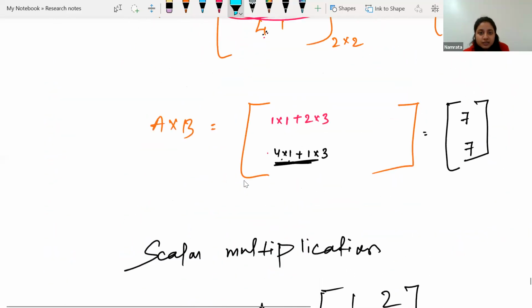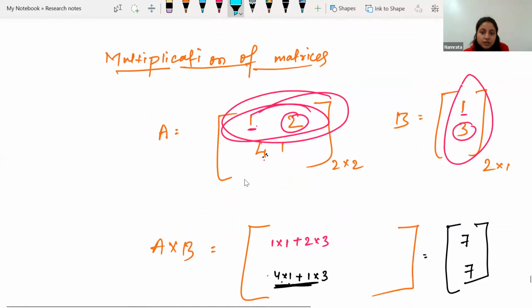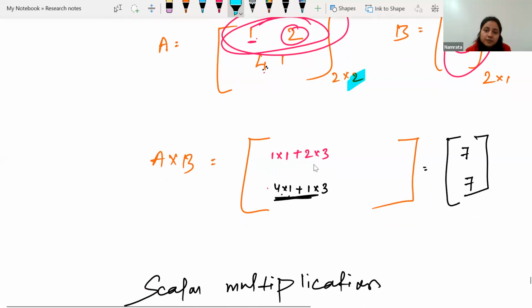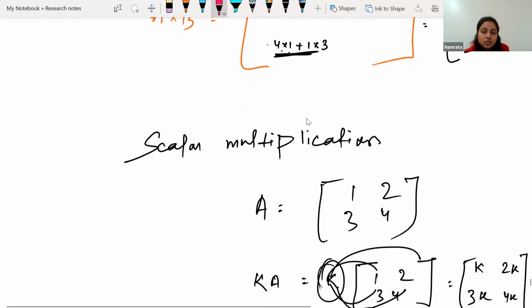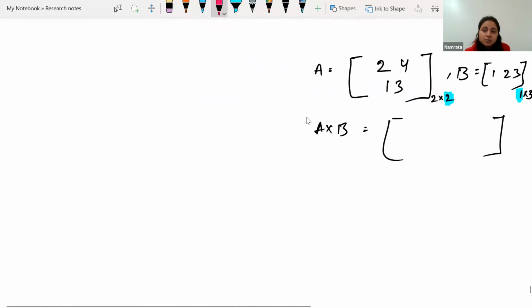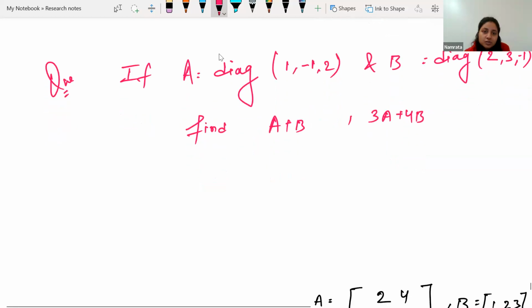Previously we did the multiplication. You can see over here this one and this one were the same, and that's why we did the multiplication and ended up getting the answer also. Here, if you try to do the multiplication, it will not be possible. Okay, let's get back to our question.